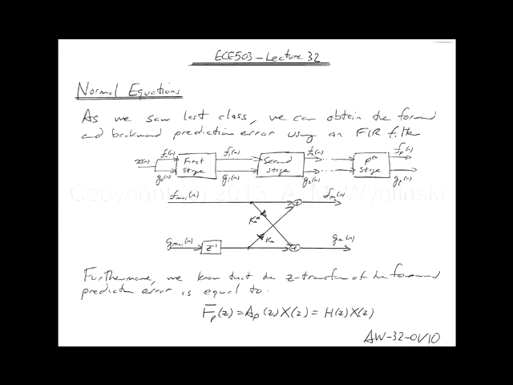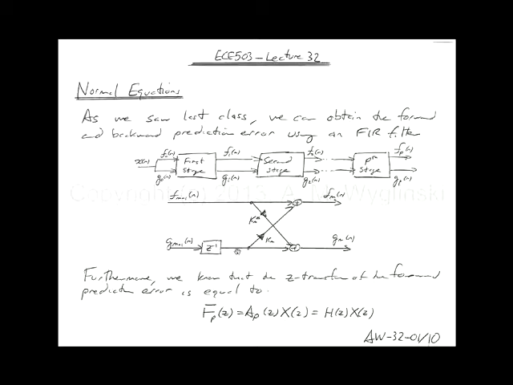All right? So we saw in lecture 31, and I kind of glossed over it, the reemergence of the lattice structure, in terms of forward prediction and backward prediction, and the associated error with respect to each. We saw in the last class we had first, second, third stages, all the way to the P-th stage. The top branch represented the forward prediction, and the bottom branch represented the backward prediction. Each stage consists of this type of lattice structure. We have the reflection coefficients.